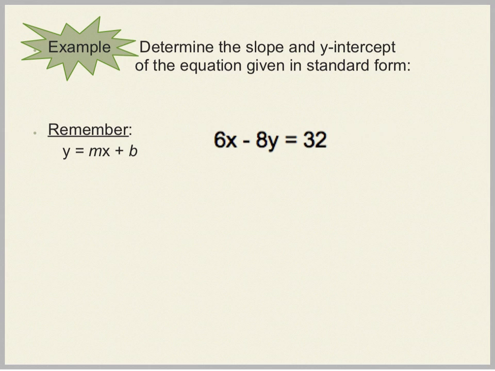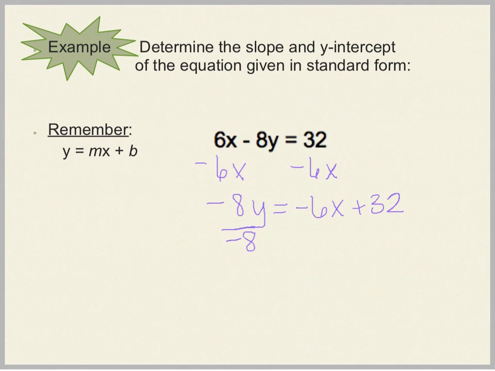So, if we want to determine the slope and the y-intercept of the equation, we can take this equation given in standard form and rewrite it into slope-intercept form. I'm going to start by subtracting 6x on both sides. This gives me a negative 8y equals a negative 6x plus 32. I then am going to divide by negative 8 on both sides.